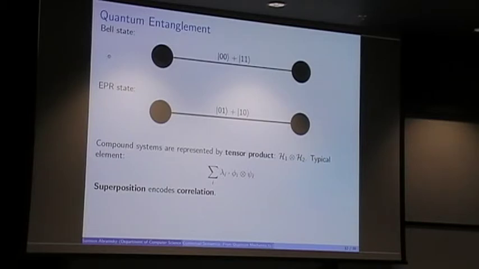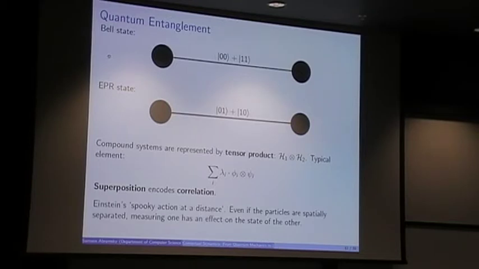Mathematically, this comes to the fact that states of a compound system like this are represented by the tensor product. So we write a typical element like this as a superposition of these different ways of combining basis states from the two individual systems. And of course, some of these coefficients could be 0, and then we get correlated states of the kind that we see here. This is famously what Einstein called spooky action at a distance. Einstein kind of didn't buy it. It was Schrödinger who coined the term entanglement.